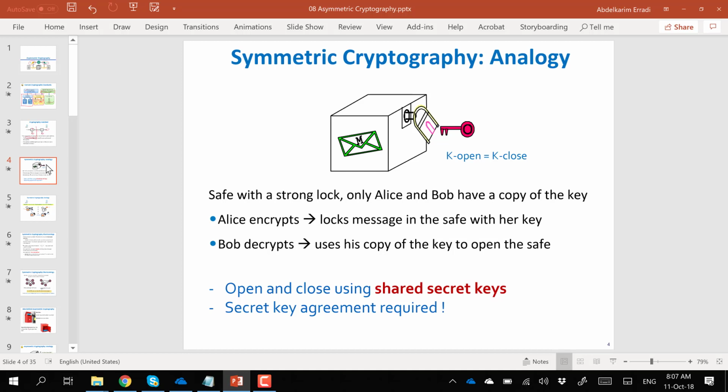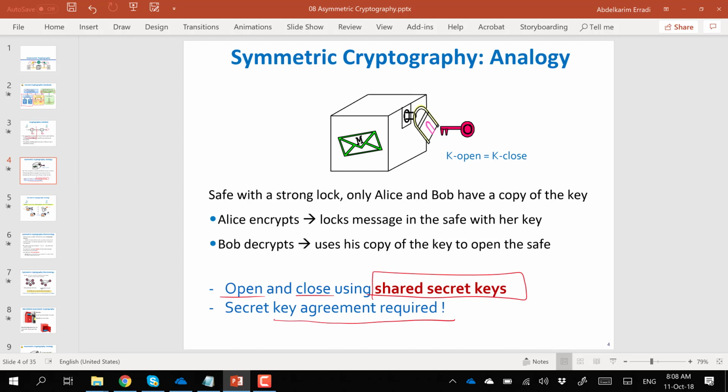Okay? So locking and unlocking uses the same shared key, but the challenge that comes with symmetric cryptography is this problem: secret key agreement is required. We have to agree on a secret key. We can either do it offline, which is not scalable and tedious. As you know, we cannot send the key through the insecure channel, otherwise this defeats the purpose of encryption. So we have to find some ways to share the key securely.